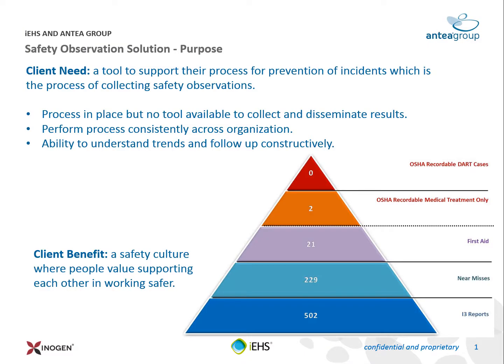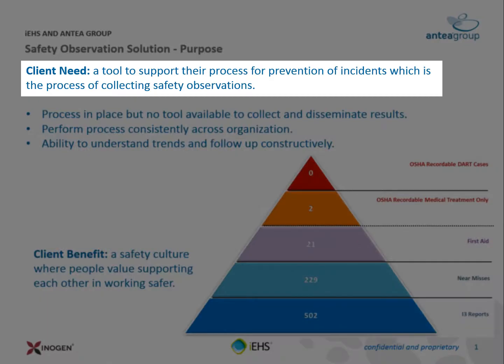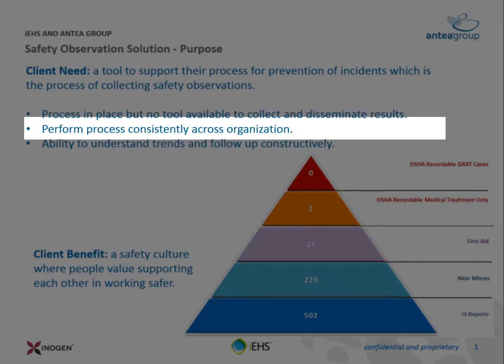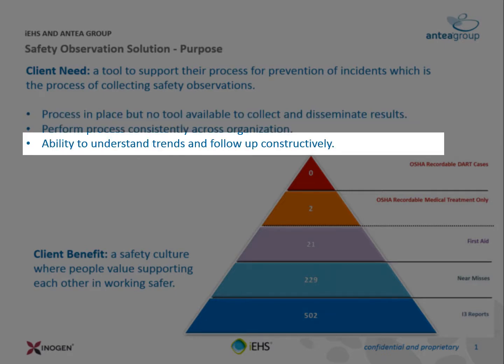The typical Antea Group client need is for a tool to support the client processes for prevention of incidents. This process is typically called the collection of safety observations. The client typically has a process in place, but no tool available to collect and disseminate the results. They are able to perform the process but want to perform it consistently across their organization. And the typical client wants the ability to understand trends and have the ability to follow up constructively.